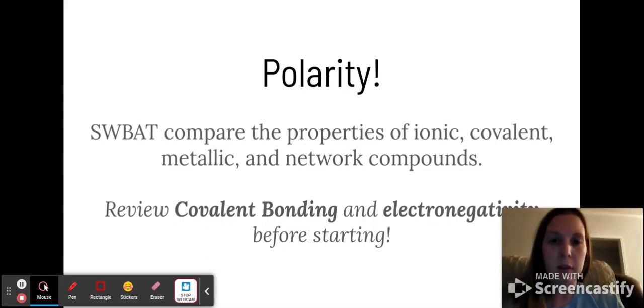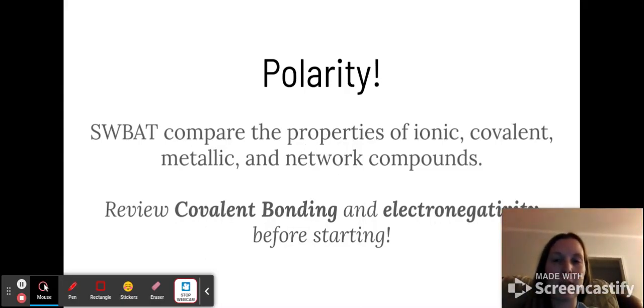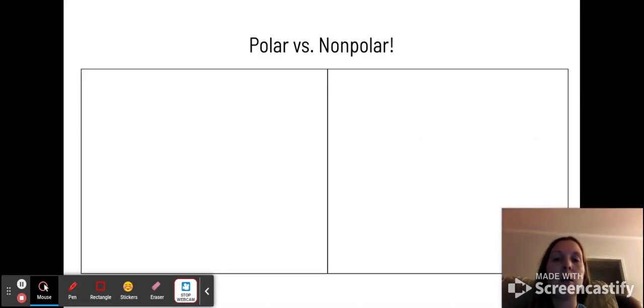Hey everyone, this is our lesson on polarity, and by the end of this lesson, you should be able to compare the properties of ionic, covalent, metallic, and network solids. Again, we're going to focus a lot on covalent here, so you may want to stop and review your notes for covalent bonding, as well as electronegativity before we start, because that's going to play a big part in this set of notes. So first, let's make sure we can understand the difference between polar and nonpolar.